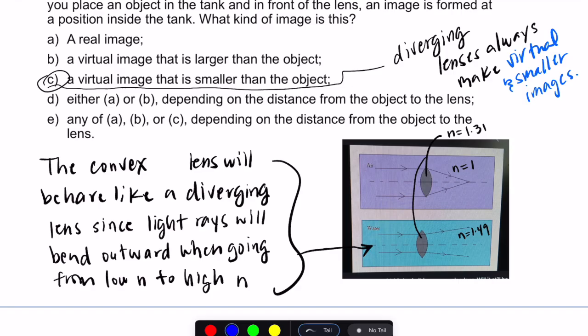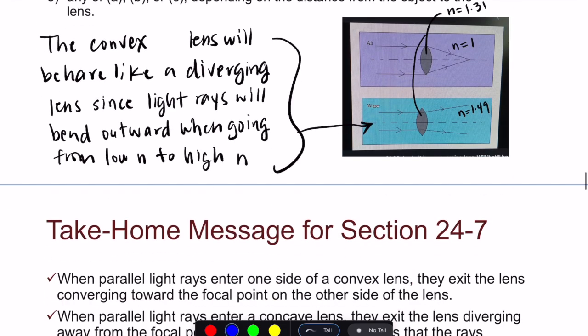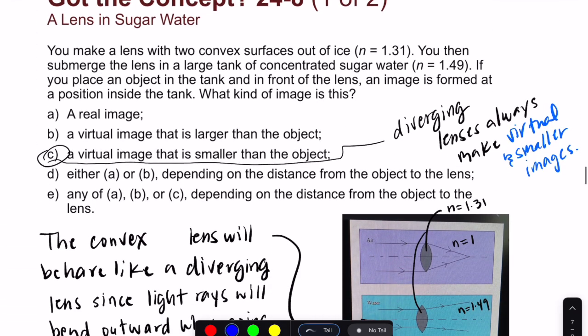And so here's the two situations. This is what we're used to, right? Because we use lenses in air. We put glasses on in air, right? But in this case, we have placed the lens in some water that has a higher index of refraction. And so now those rays are going to bend away from the normal, right? Because as they go into a slower medium, they're going to bend away from the normal. Okay. So that's the concept here.